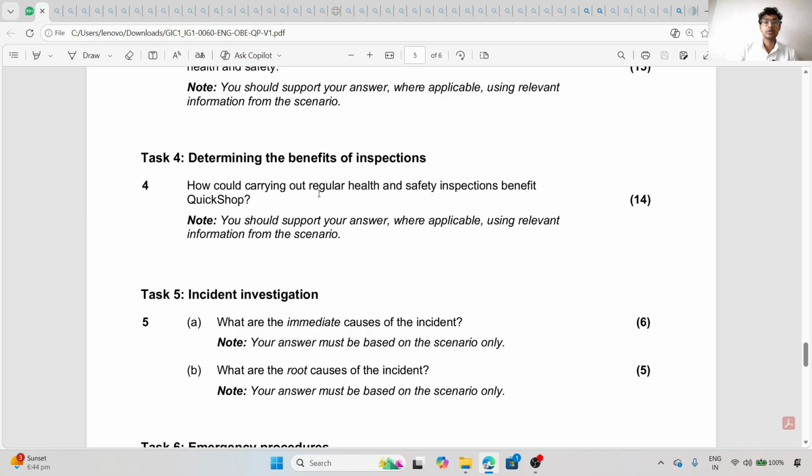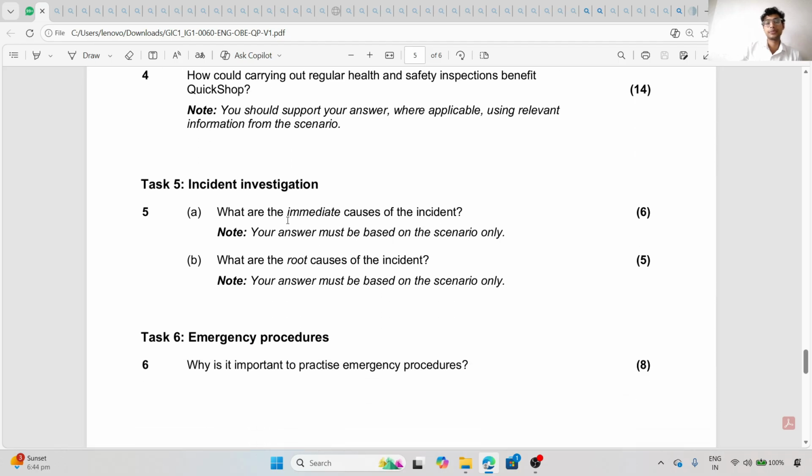Now, determining the benefit of inspections. How could carrying out regular health and safety inspections benefit Quick Shop? You should say here that if a regular inspection for health and safety has been taken, how will it benefit the Quick Shop? You should write that answer, how it is going to benefit them. Remember, all the answers should relate to the scenario only.